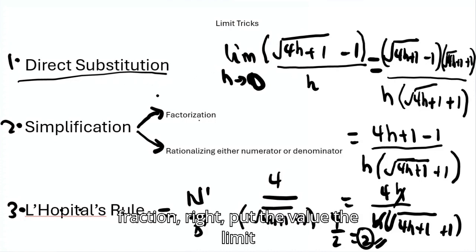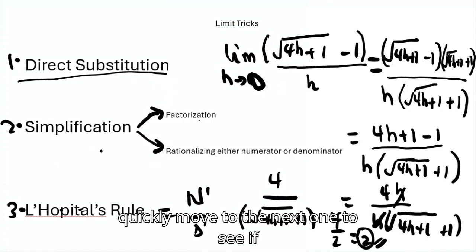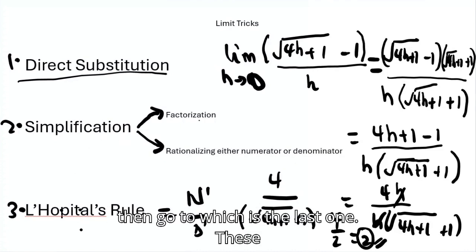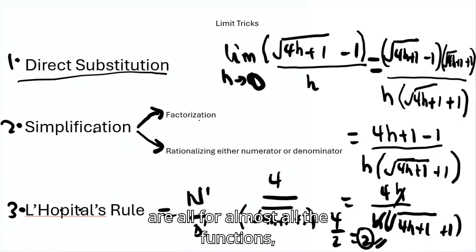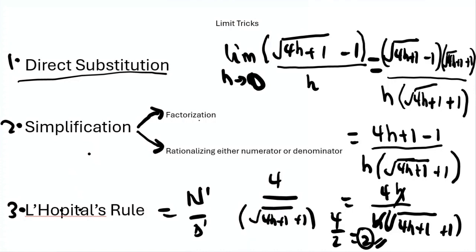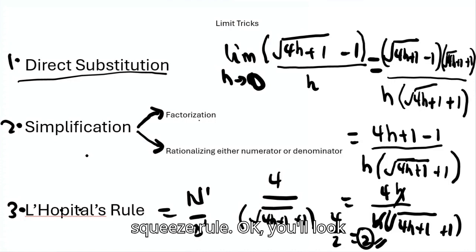But if it is a fraction, put the limit value at the denominator and see. If you get a 0, then direct substitution will not work. Then you quickly move to the next one, simplification. Factorization and rationalizing will work. If they do not work, then you go to L'Hopital's rule, which is the last one. These are for almost all functions, but there are special cases of functions that we'll also be looking at to see how to find their limits, for example trig ratios and their limits. There will be another technique like the squeeze theorem or squeeze rule. Okay, we'll look at that.